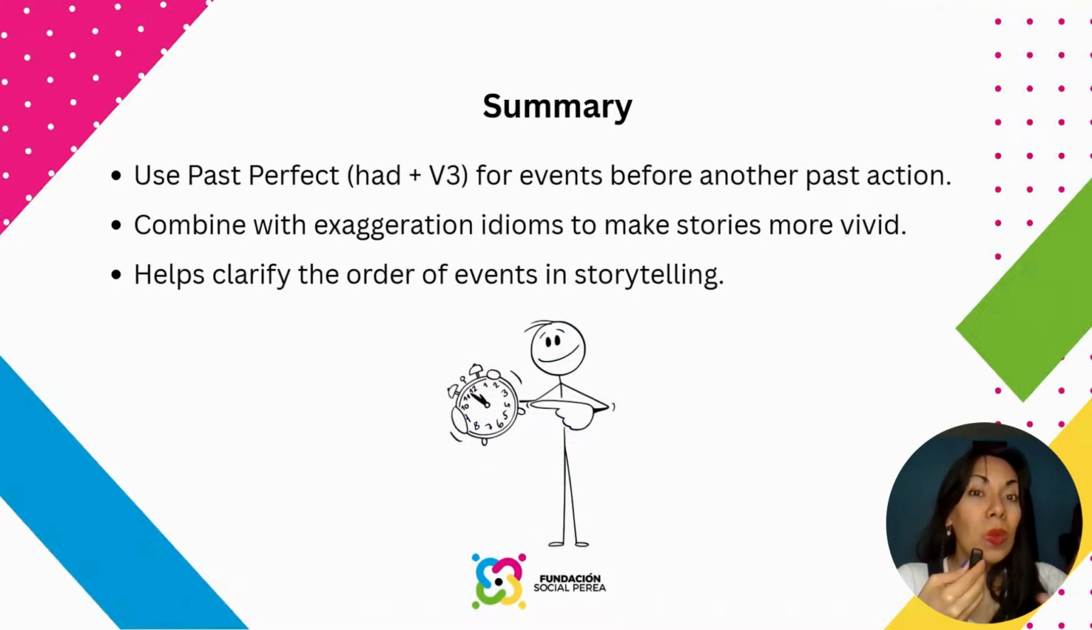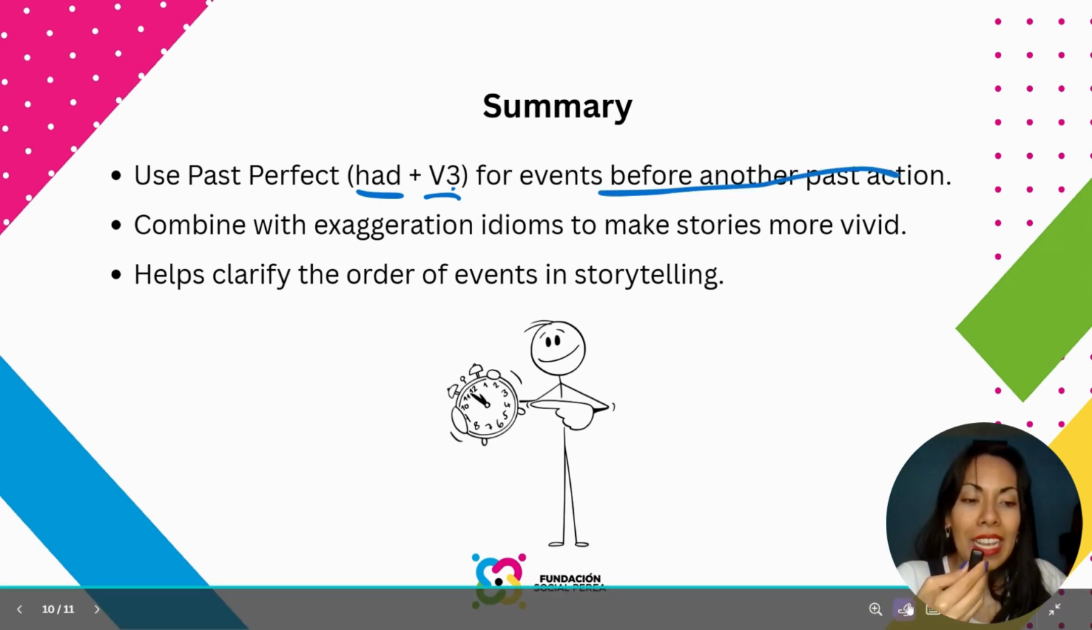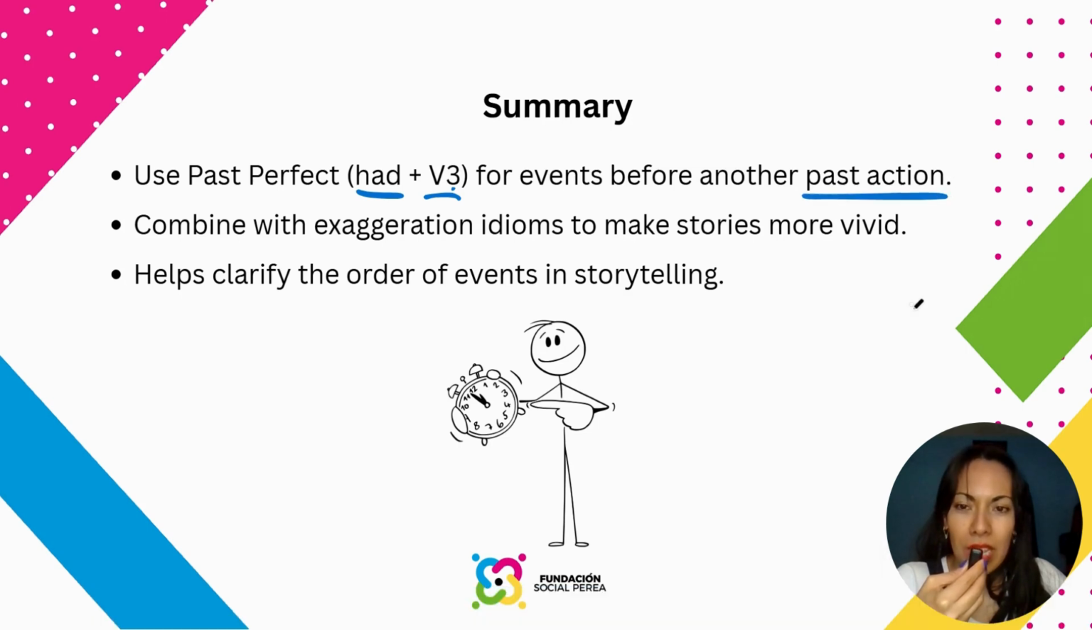Well, just to conclude, we're going to summarize. Remember, you're going to use the past perfect. The conjugation is "had" plus V3, which makes reference to the third column of irregular verbs. But if the verb is regular, don't forget that it's with -ed at the end. And the intention is to mention things that happened before another past action. So take into account that the situation happened before this action.